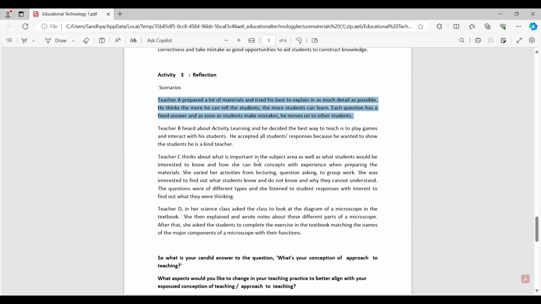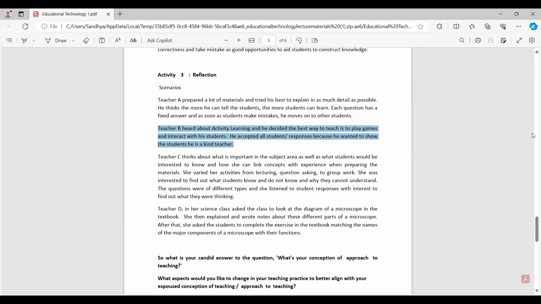Okay, very good. So we come to the second scenario. Can you please read this? Teacher B heard about activity learning and he decided the best way to teach is to play games and interact with his students. He accepted all students' responses because he wanted to show the students he is a kind teacher. More into which approach? Student-centered? Yeah.